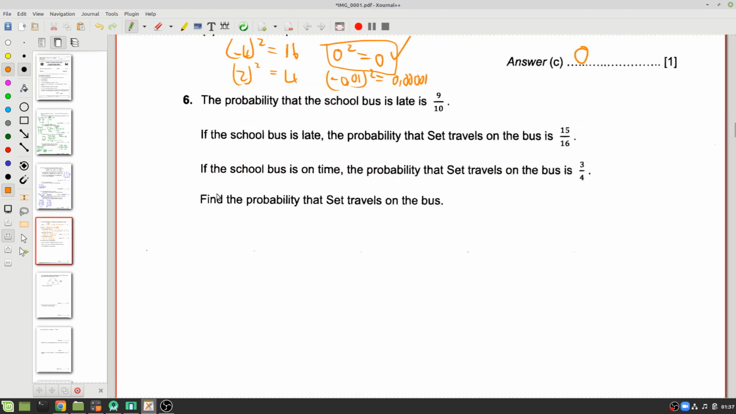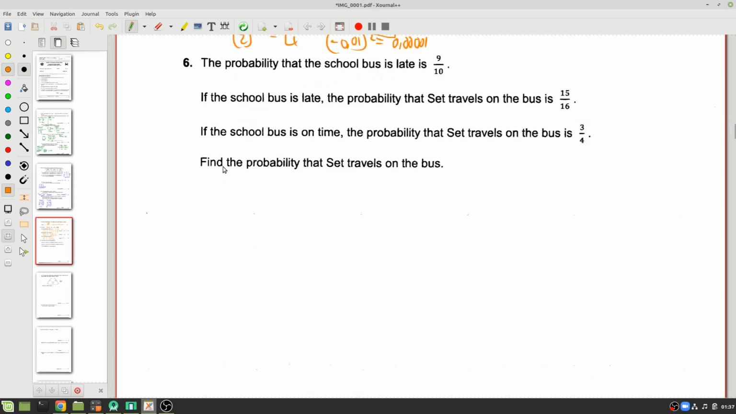Okay, last question for this video, a probability question. We get told that the probability that the school bus is late is 9/10. Now, if the school bus is late, then the probability that Seth travels on the bus is 15 out of 16. But if the school bus is on time, then the probability that Seth travels on the bus is 3/4. So now we have to find the probability that Seth travels on the bus, regardless of whether the bus is on time or late. What is the probability on any given day that Seth travels on the bus?